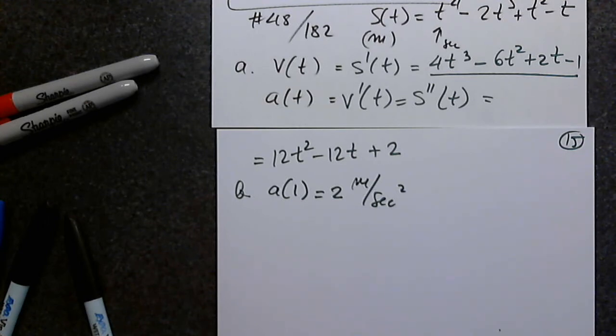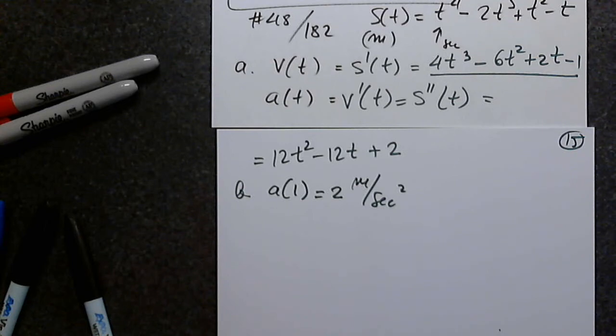Part C. It has a graphing calculator symbol next to it. Graph the position, velocity, and acceleration functions on the same screen. So we can do that. We can just plug them in. Okay, I still have 4 minutes.